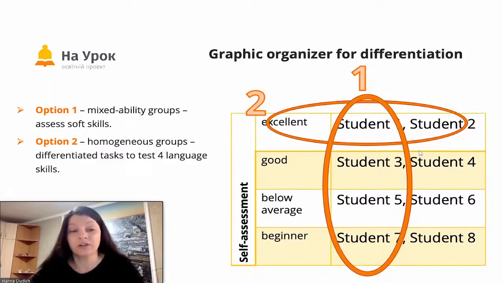But if you want your students to work in mixed ability groups, and if you want your stronger students to help those who are struggling with their English, then you would choose type 1, where you would have one student from each ability level. So there would be a student with excellent marks, a student with good marks, a student with marks below average, and a student with beginner level in one group. And you would ask your strongest students to help their classmates who are struggling.